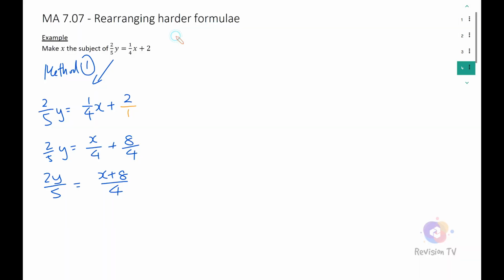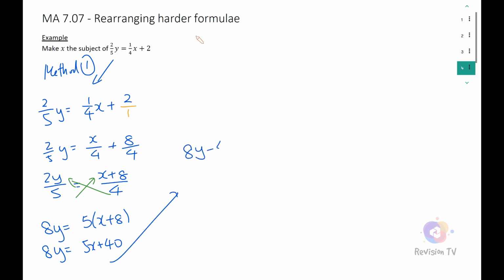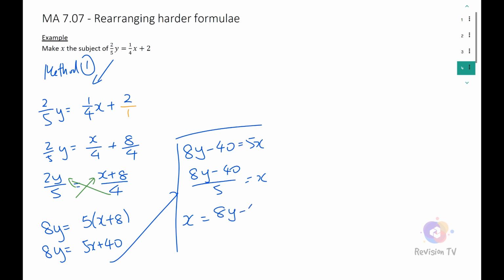Next, we can do what we're familiar with, cross multiply. So when we cross multiply, 4 times 2y is 8y. 5 times x plus 8, put a bracket, so 8y equals 5x plus 40. To make x the subject, we bring the 40 to the left hand side. So 8y minus 40 equals 5x. Divide by 5, so 8y minus 40 over 5 equals x. We tend to like to write x on the left hand side, so I'm just going to rewrite it and put x on the left hand side, and that's the answer.